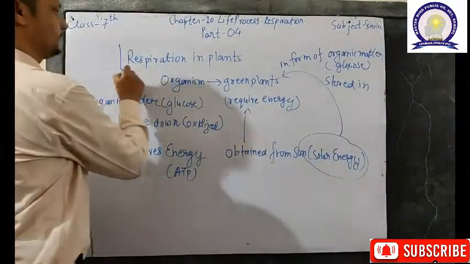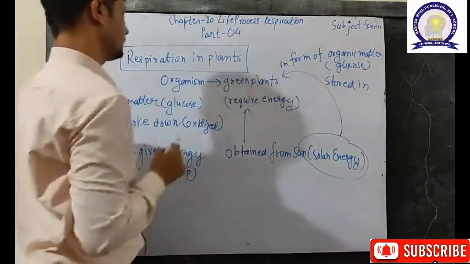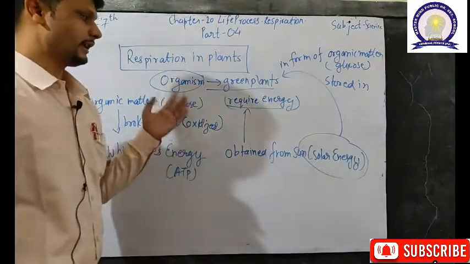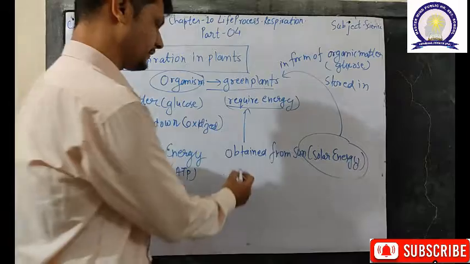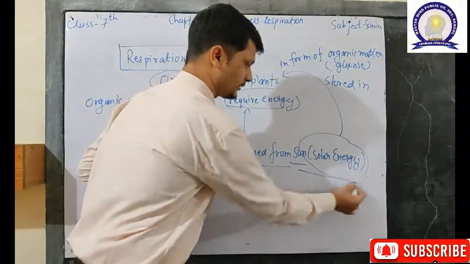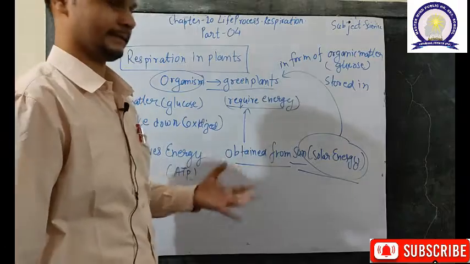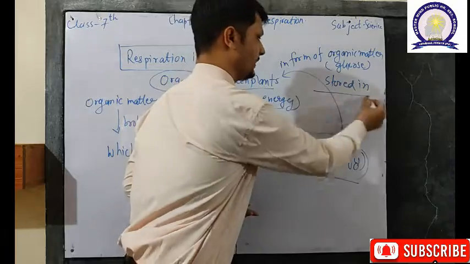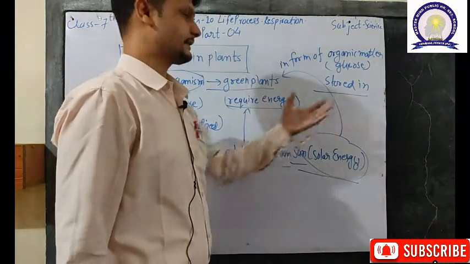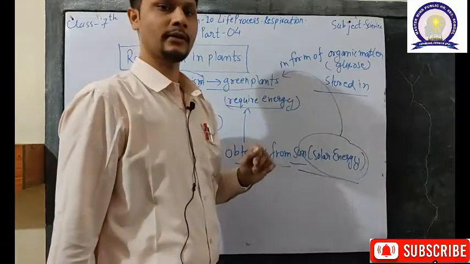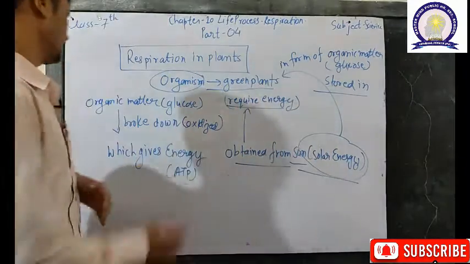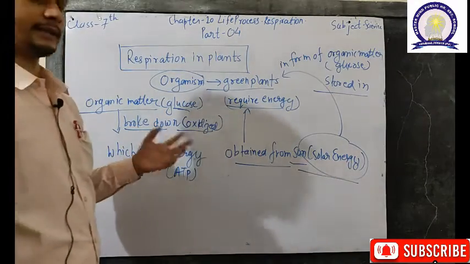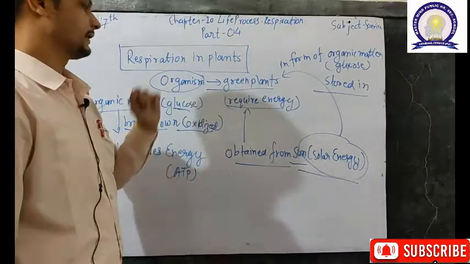Now how does respiration occur in the plant? As you all know, every organism such as green plants requires energy for its daily life functions. In plants we already discussed how they obtain energy. They obtain energy from the sun, or solar energy, by performing the process of photosynthesis. The sun's energy is trapped and stored in the form of organic matter called glucose. Now this organic matter, glucose, is broken down or oxidized, and they obtain their energy for the various life processes inside green plants.